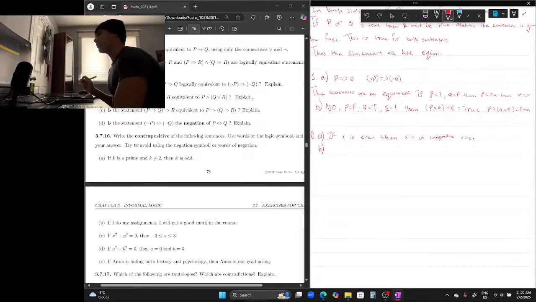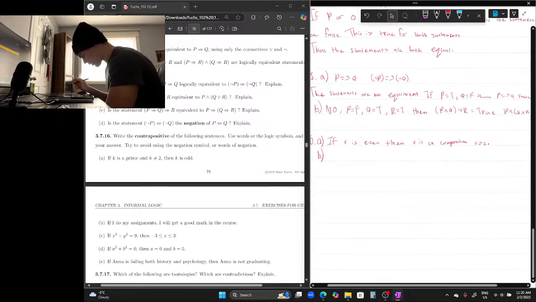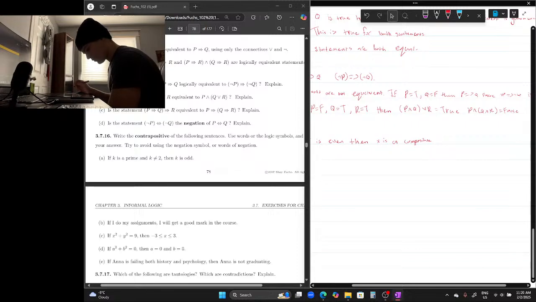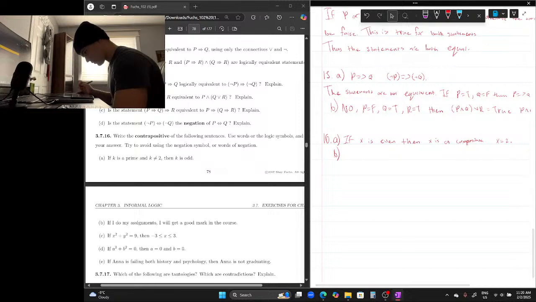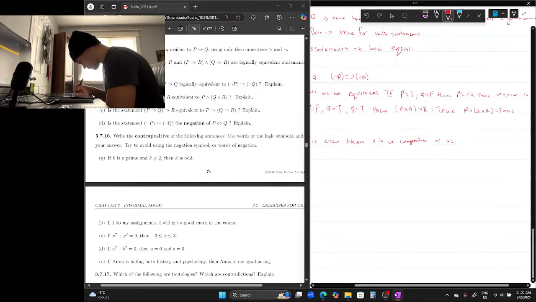So the opposite of being prime is being composite. So that's natural, that's going to happen. If x is even, then x is composite, and x equal to 2. I think that's not right though. Oh, then x is composite or x is equal to 2.